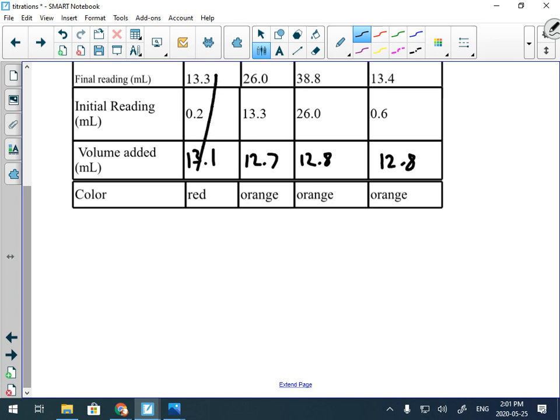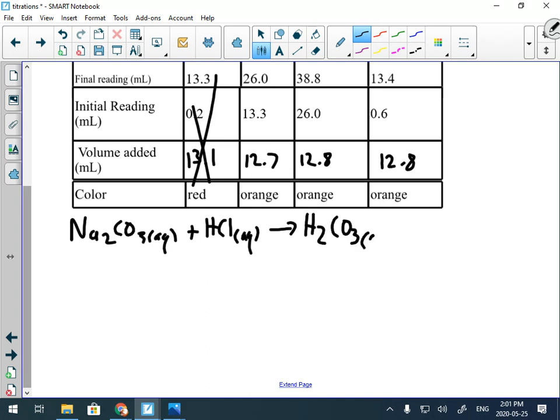Okay, that looks like our bad trial. Now the reaction that we're mixing is sodium carbonate with hydrochloric acid. It's a double replacement, but also a neutralization. So the hydrogens kick out the sodiums. We get H2CO3 and sodium chloride. Looks like we need 2 moles of that and 2 moles of that.